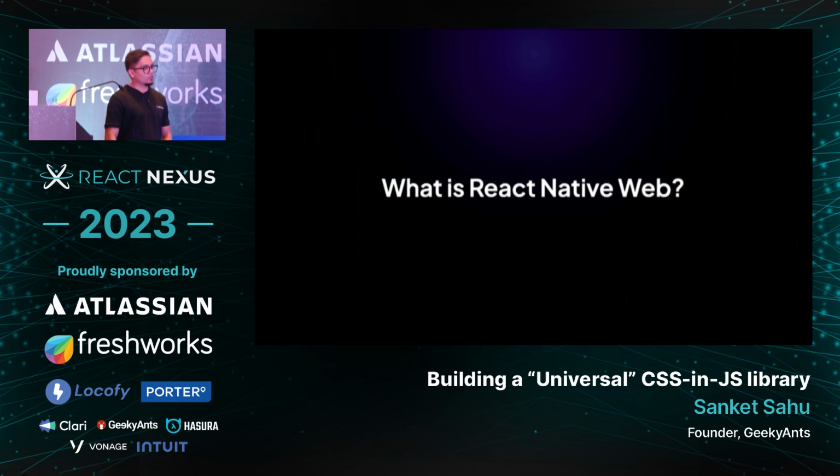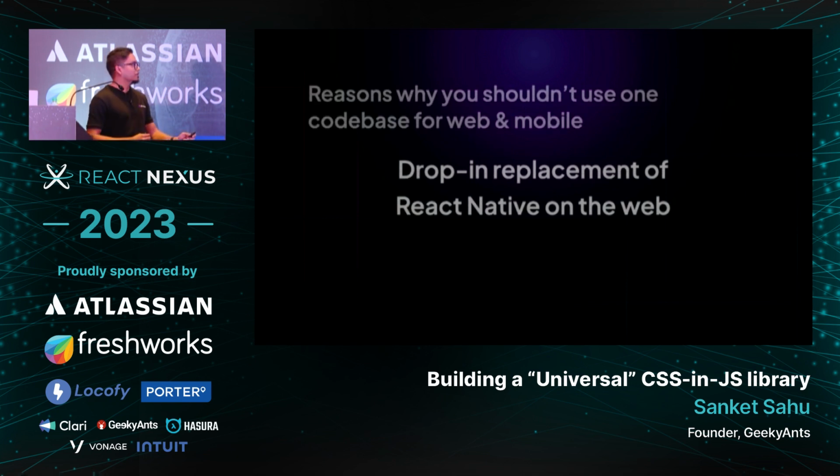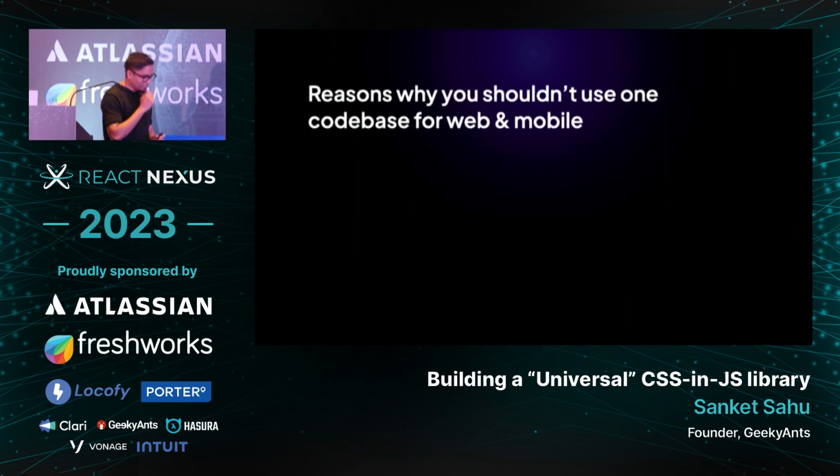Great. So what exactly is React Native Web? I guess most of you know it. It's a drop-in replacement of React Native APIs on the web. So essentially, you build your entire React Native app, and after that, you can bring in the same code, alias the React Native package with React Native Web, and it just works. So if you're not using any native APIs, this would essentially work like a charm. Okay? Great.